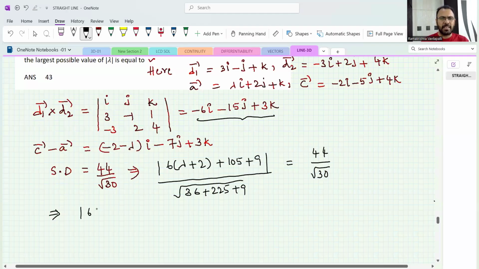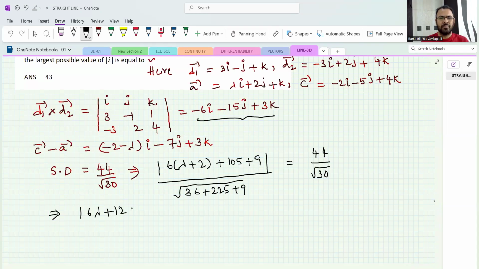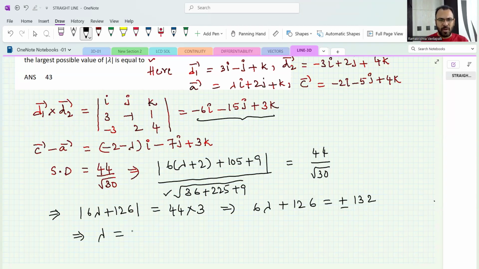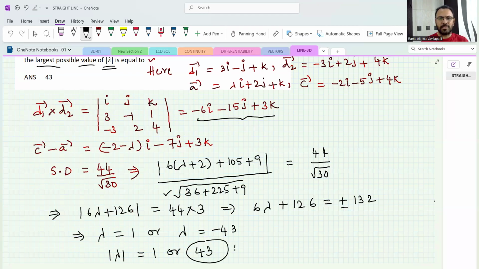This implies modulus of 6 lambda plus 126 is equal to 44 into root 270. That is nothing but 3 into root 30, so this is into 3. So we got that 6 lambda plus 126 is equal to plus or minus 132. If you take the plus sign on RHS, you will get lambda equal to 1. If you take the negative sign, you will get minus 43 on RHS. They are asking for the largest possible value of mod lambda. So mod lambda is equal to either 1 or 43, and 43 is the maximum.